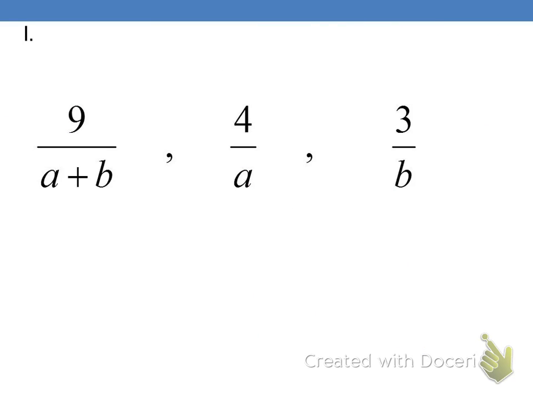So I currently have 3 denominators, none of which can be factored. So let's start picking out the pieces of what I'm going to need in my LCD. What am I going to need? I'm going to need an A. I'm going to need a B. I'm going to need an A plus B.